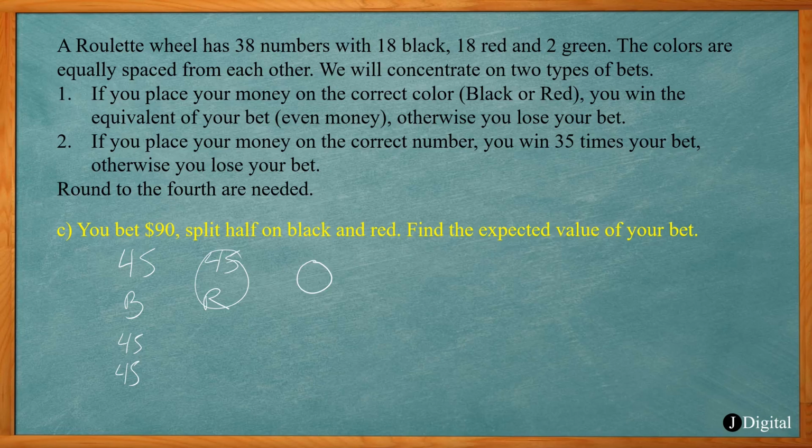Okay, then there's 18 black, 18 red. So that's going to be 36 over 38. Okay, so I'm going to gain nothing. I'm going to break even if I get black or red. And I'm going to lose the 90 if I land on 2 green, 2 over 38.